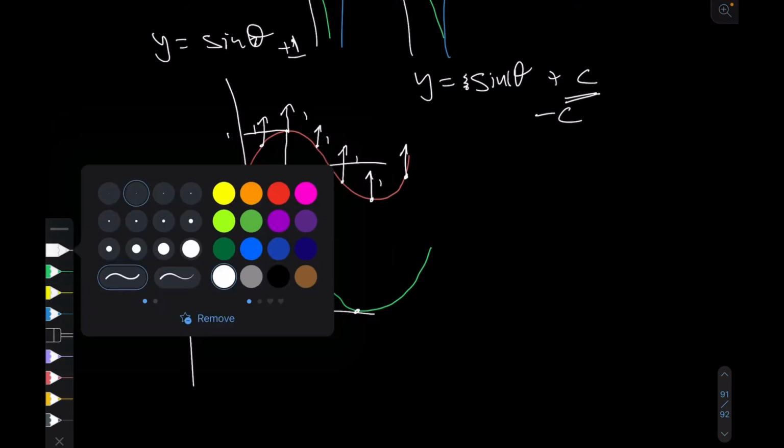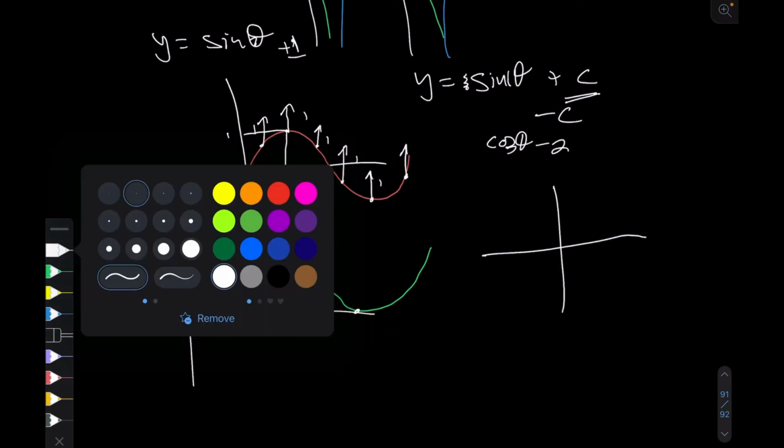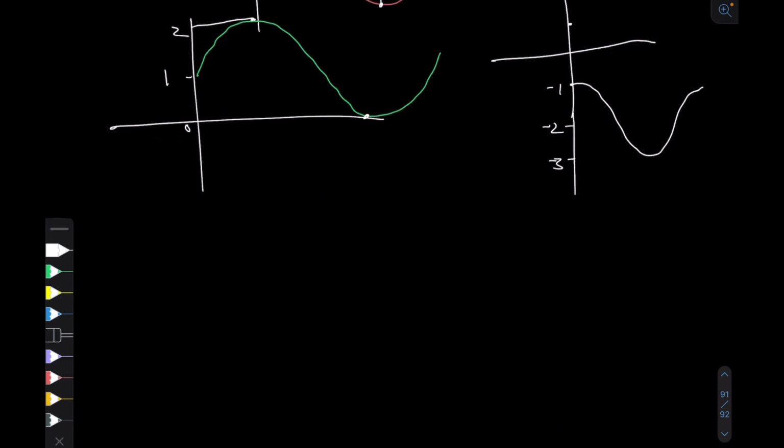To give you an example, let's take cos quickly. So cos theta minus 2 would look something like this, right? So instead of starting at 1, it will now start at 1 minus 2, which is negative 1, right? And when it would have been negative 1, it would now be negative 1 minus 2, which is negative 3. So my cos graph looks like this, right? And of course, the same for tan theta.